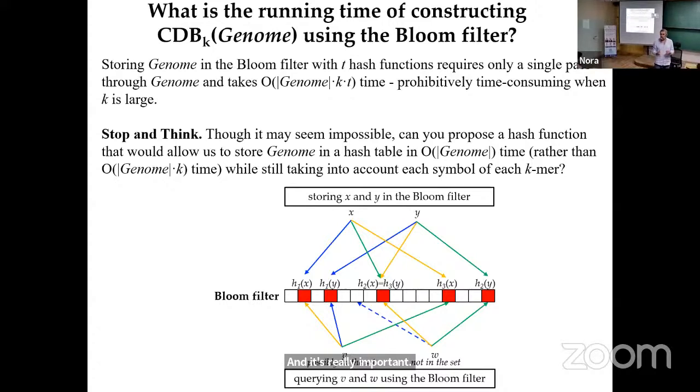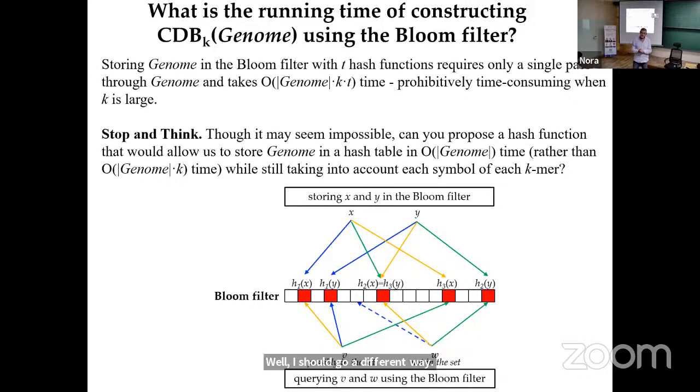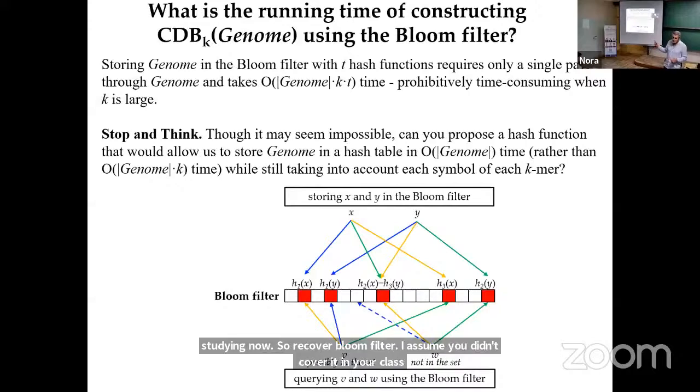It's very important to know the data structures because there are many different variants you can go to. And some of them will be working, some of them will not be working. You select the wrong one, you work on implementing the wrong one, and only later you learn, well, I should go a different way. That's why you should really focus on what you're studying now. So we covered Bloom filter. I assume you didn't cover it in your class. I will cover another trick that is very popular right now.